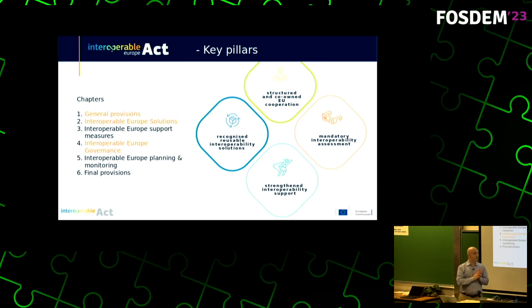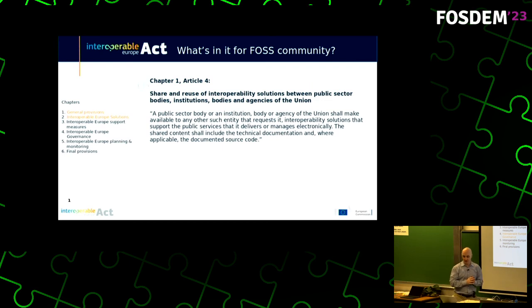So inside the Interoperable Europe Act, there are these six chapters. I'm going to focus on three of them. The general idea is that it is mandatory interoperability that comes with assessments and support, and solutions that already exist, and encouraging people to create new solutions. But these pieces of text are from the actual Interoperable Europe Act.